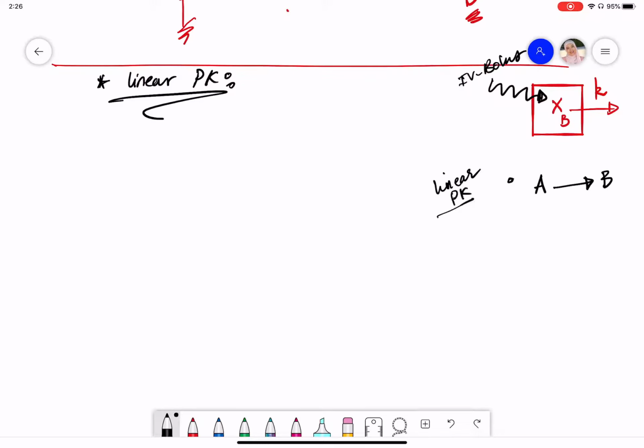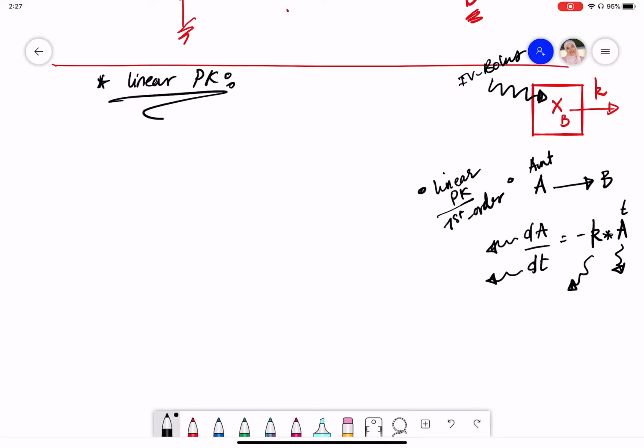Linear kinetic or first order kinetic. This is what we have: amount A that is eliminated or decreased or changed to amount B. And when it was under linear kinetic or first order kinetic, we mentioned that we can write the differential equation of this as dA over dt, and this would be equal to minus k multiplied by A. And we mentioned that this is the rate of change in amount of A per unit of time, and this was amount of A, or amount of the drug at time t, and k was the first order rate constant, right?